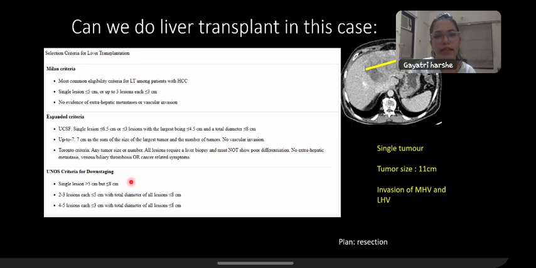So our case is more than 11, single lesion with less than 5. So this is not under Milan, and no evidence of extrahepatic metastasis or vascular invasion. We have invasion of the middle hepatic vein as well as LHV. Even the expanded criteria, that is the UCSF, it is not coming under this particular criteria. Total, that is the single lesion less than 6.5 centimeter. So we plan for the resection.